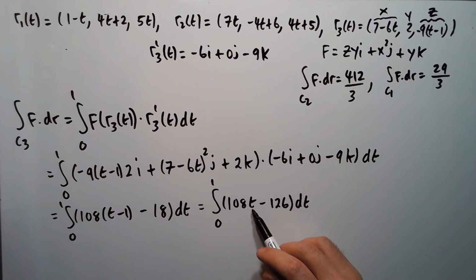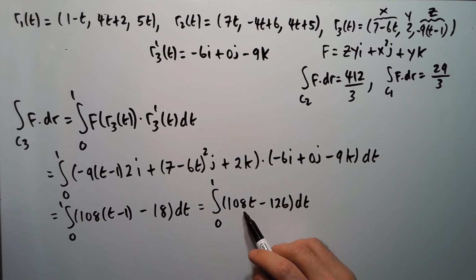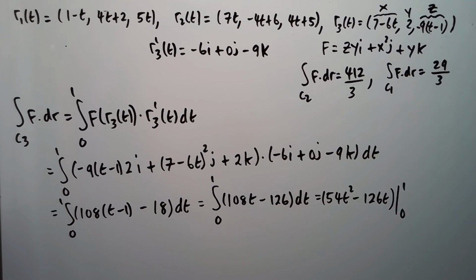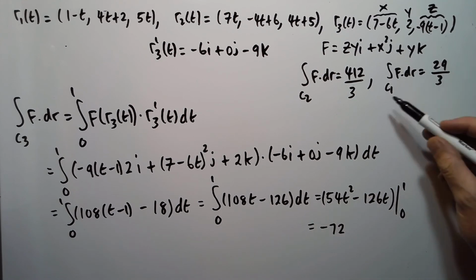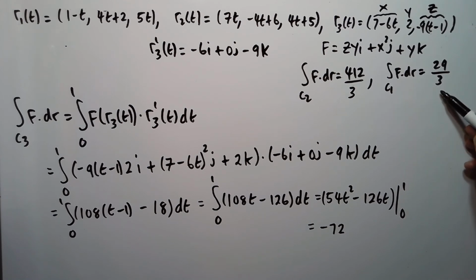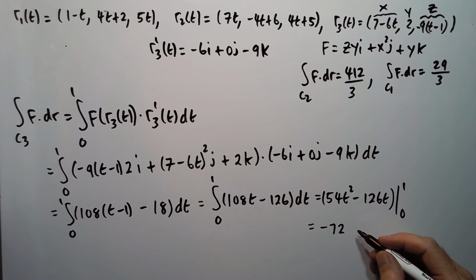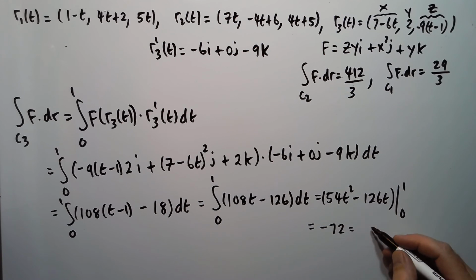It'll be 108t squared over 2, so it'll be 54t squared minus 126t. Look at this, and then you're going to put 1 in there and work it out. It ends up being negative 72. Since the other guys have thirds down here, let's write this as negative 216 over 3.